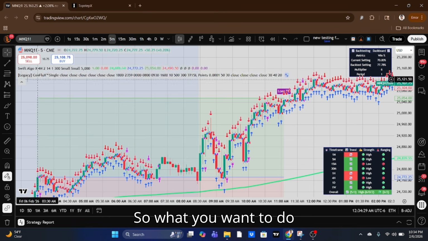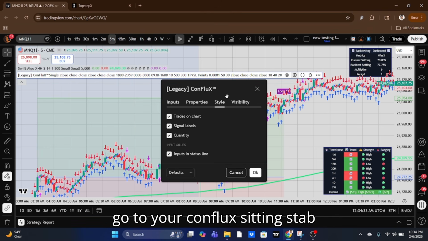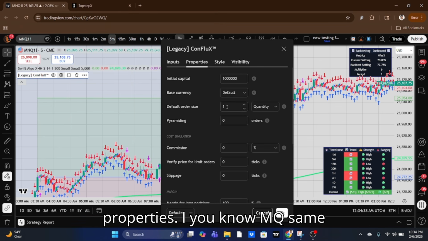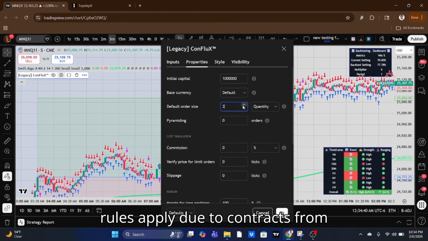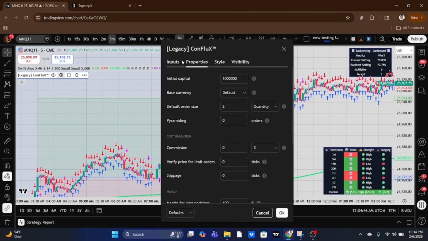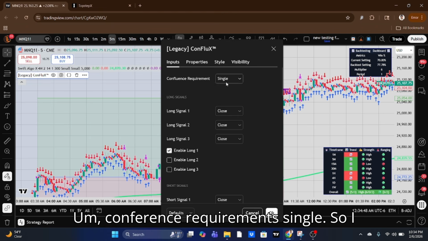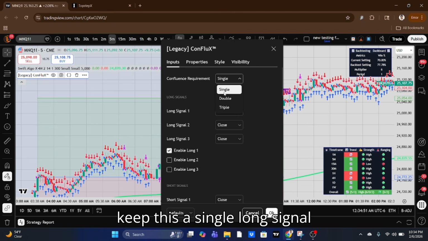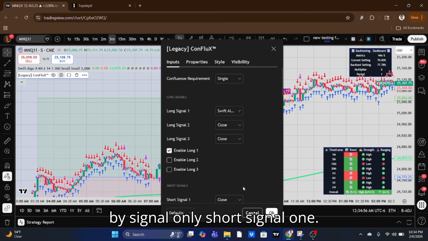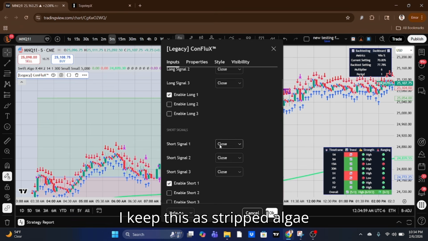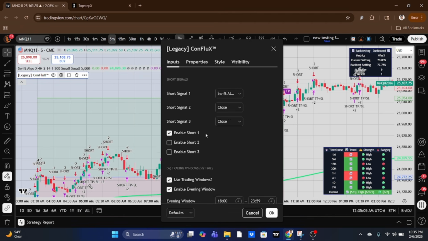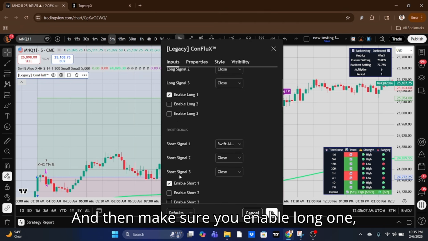So what you want to do, go to your ConFlux settings tab, style tab. I uncheck this box. Properties, MNQ, same rules apply. G2 contracts for MNQ. I check this and these two as well. Confidence requirement is single. So I keep this a single. Long signal one, I do Drift Algo X buy signal only. Short signal one, I keep this as Drift Algo X sell signal only. And then make sure you enable long one, enable long two.